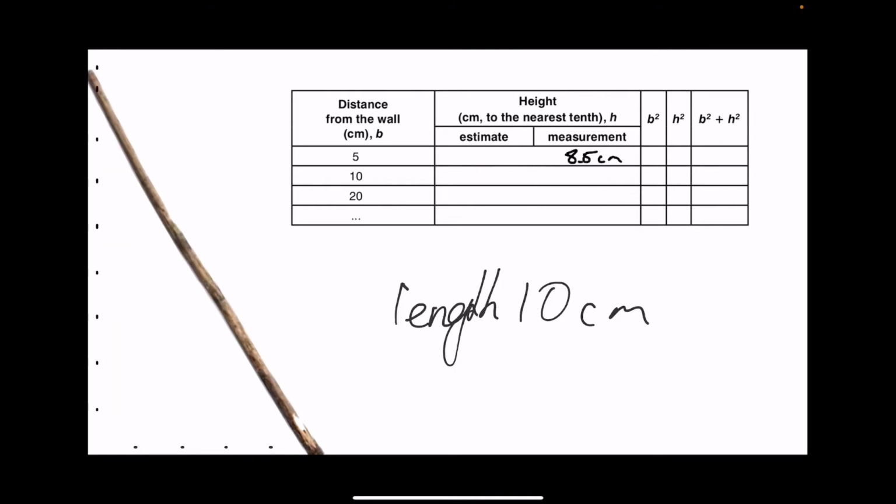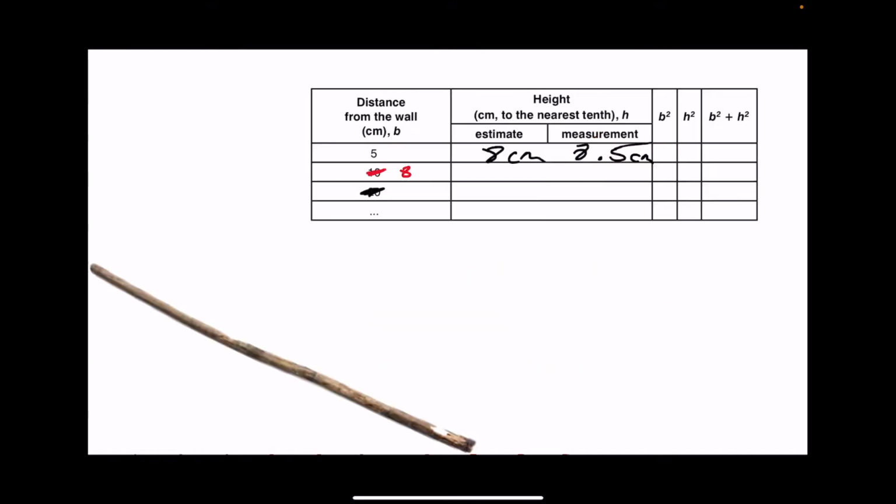Okay, so now if I measure that, my guess was 8 centimeters, and it is approximately 8.5 centimeters long. I used the little ruler on my slides to measure it, so it's not exactly right, but it's close. So I have a 10 centimeter long stick. I lean it against the wall and put it 5 centimeters away, and it's measuring about 8 centimeters.